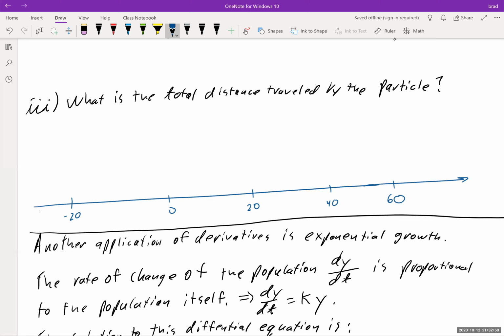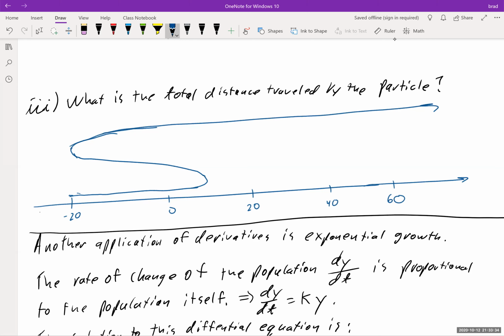So we need to find, I'm just going to show you right here at about -20. It's going to go a little bit past halfway. So it's going this way, and then right there, it's going to turn. Then it's going to come back here, and then it's going to turn again. And then it's going to go that way.